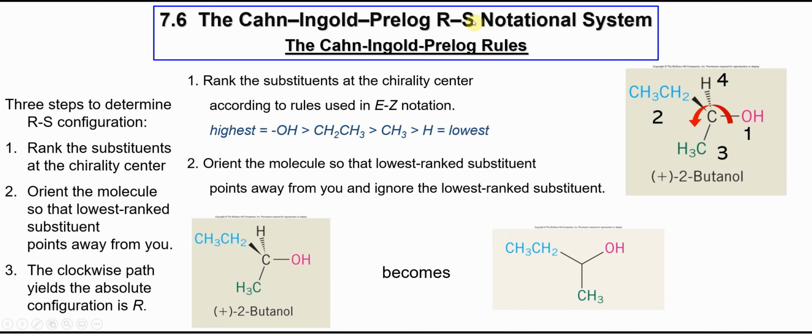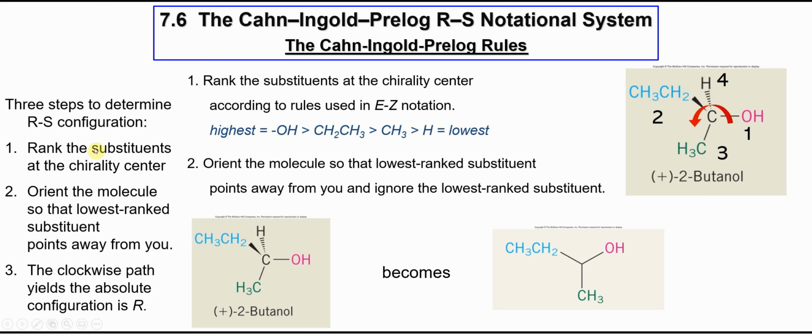Therefore, we are going to use another special nomenclature called the RS notational system. The RS notational system is based on the Cahn-Ingold-Prelog rules. In this configuration determination, we are going to go through three major steps. First of all, you must have a chiral center, and then you rank the substituents at your chiral center based on the Cahn, Ingold, and Prelog rule.